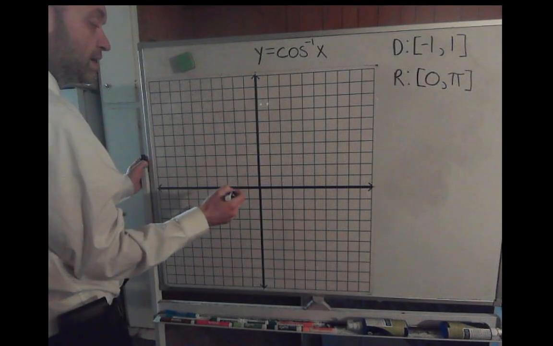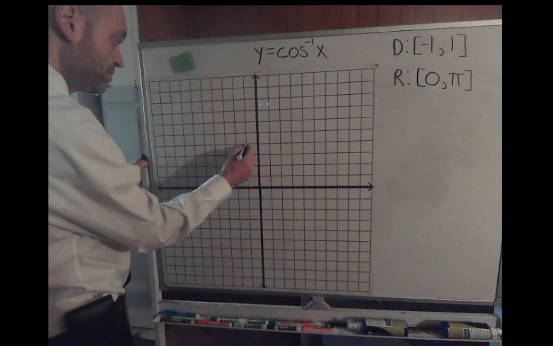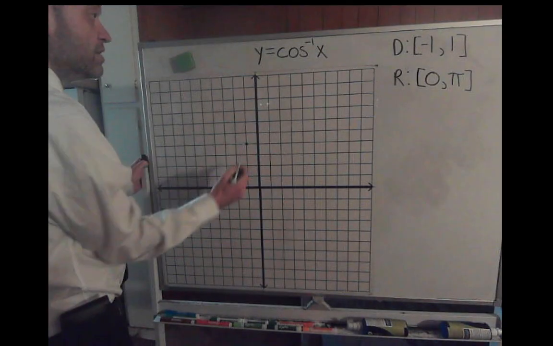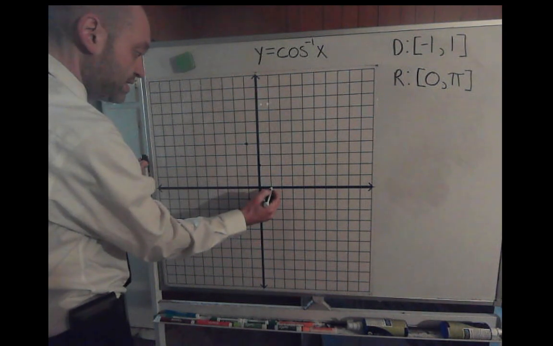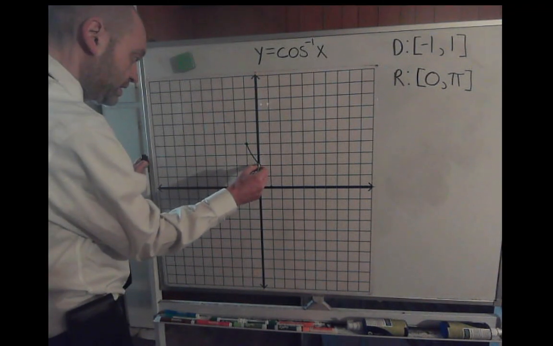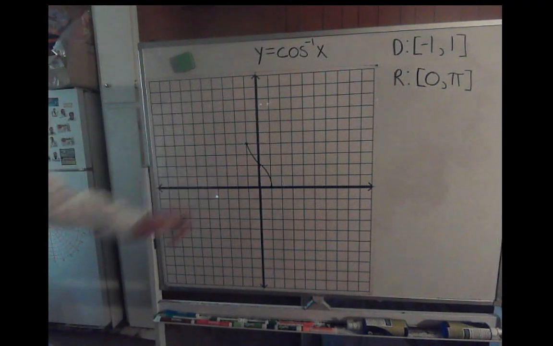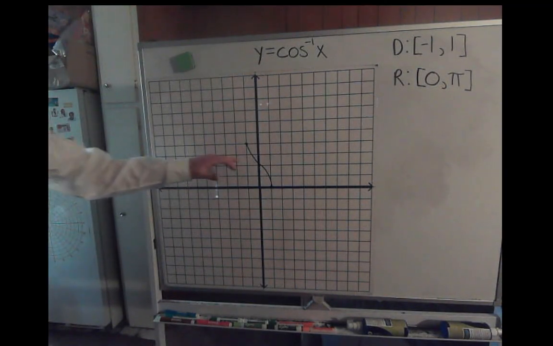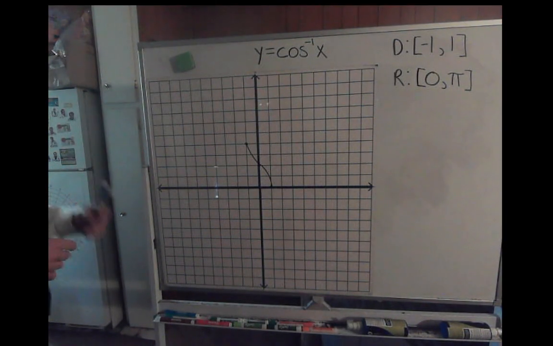Alright, so what about, if we put in -1 for the cosine inverse, that's going to put us all the way up to pi. If we put in 0, that'll put us at pi/2. And if we put in 1, that'll put us at 0. So your graph is going to look a lot like this for your cosine inverse, going from 0 to pi. So there is the graph of your cosine inverse function, y equals the cosine inverse of x.